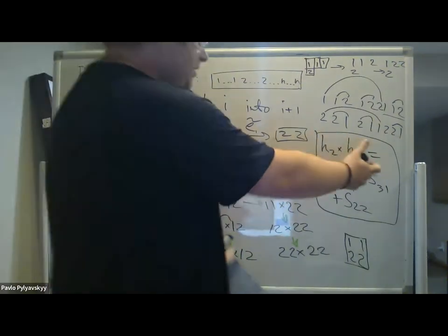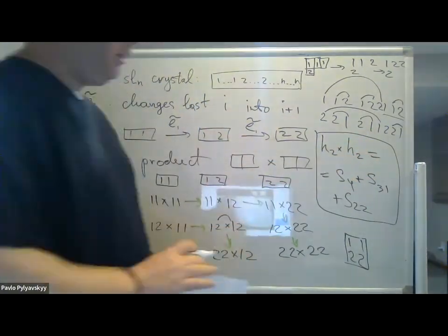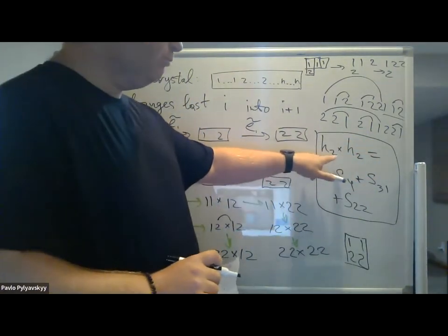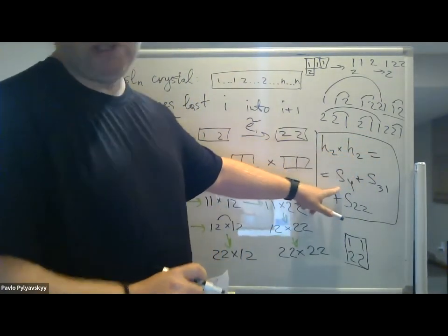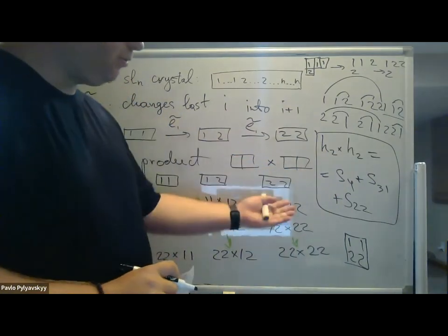And on the other side, here I just knew what the Pieri rule is, right? I knew how to multiply h2 by h2, how it will decompose into symmetric functions, into Schur functions.